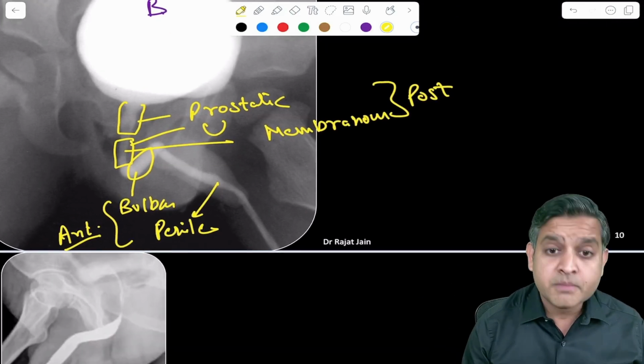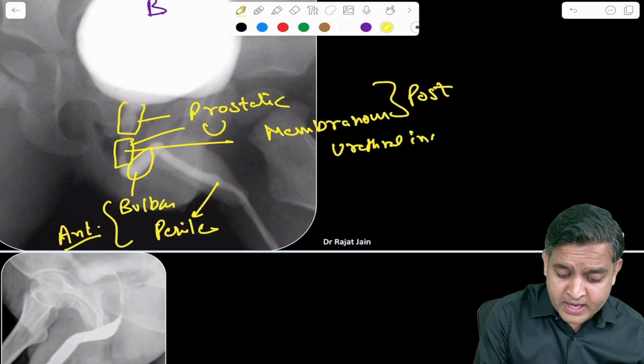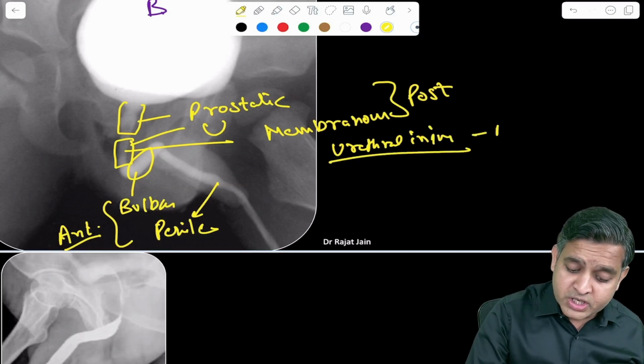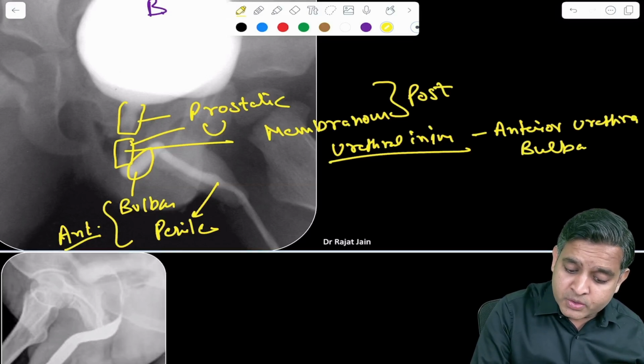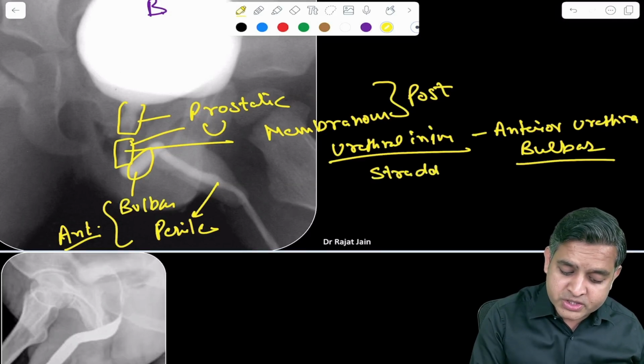If somebody asks you, do you see urethral injuries? The answer is yes. Very commonly asked in the exam. Which is the common part of the urethra to be injured? Anterior urethra. And which part of the anterior urethra? Bulbar urethra, because straddle injuries are the more common injuries.